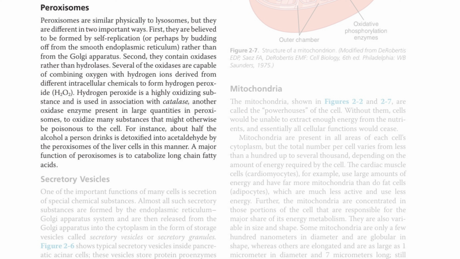Several of the oxidases are capable of combining oxygen with hydrogen ions derived from different intracellular chemicals to form hydrogen peroxide, H2O2. Hydrogen peroxide is a highly oxidizing substance and is used in association with catalase, another oxidase enzyme present in large quantities in peroxisomes, to oxidize many substances that might otherwise be poisonous to the cell. For instance, about half the alcohol a person drinks is detoxified into acetaldehyde by the peroxisomes of the liver cells in this manner. A major function of peroxisomes is to catabolize long-chain fatty acids.